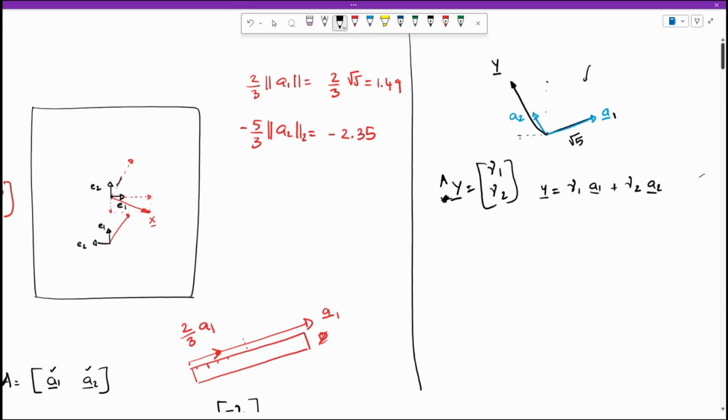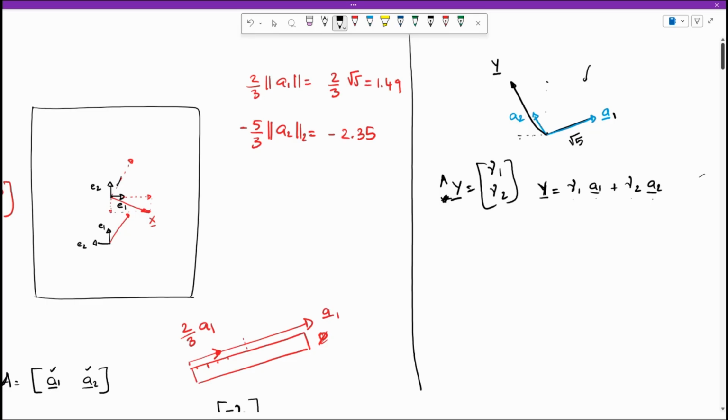Eventually, this is what will happen. This is what is true. Your vector y will be gamma 1 times A1 plus gamma 2 times A2. That means this vector y has to be the diagonal of a parallelogram. But what parallelogram is the question? Because once you know that parallelogram, the lengths of the sides of the parallelogram will tell you what gamma 1 and gamma 2 are.